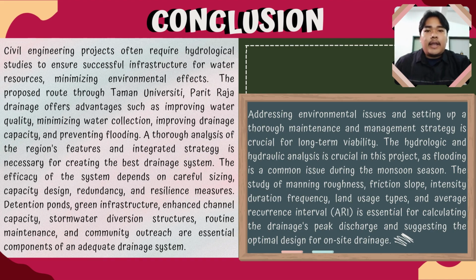The hydrologic and hydraulic analysis is crucial in this project as flooding is a common issue during the monsoon season. The study of Manning roughness, friction, slope, intensity, duration, frequency, land usage types, and average recurrence interval (ARI) is essential for calculating the drainage peak discharge and suggesting the optimal design for one site drainage.